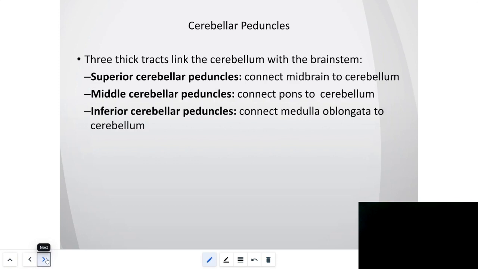In order for the cerebellum to talk to the brain, there are 3 connections I want to highlight. And these ones, pretty straightforward. The word cerebellar is in there. So if you can't associate cerebellar with cerebellum, that's not good. There's a superior, a middle, and an inferior. All you need to be mindful of is that superior is on top. So that's going to connect your midbrain to your cerebellum, because it's the highest one. The middle one is the pons to the cerebellum. And the inferior is the medulla oblongata.